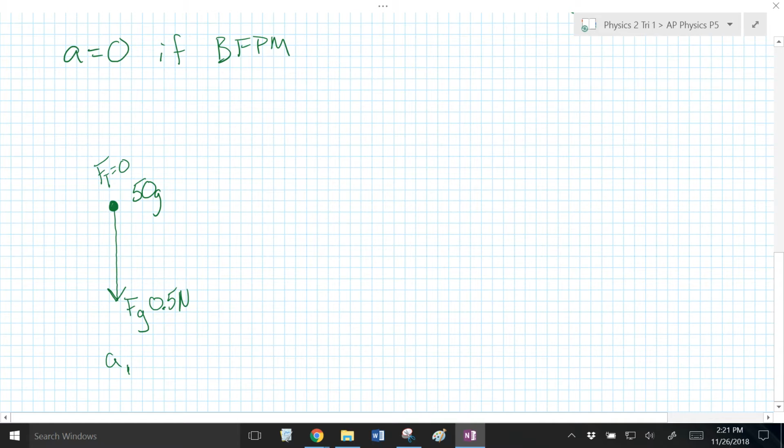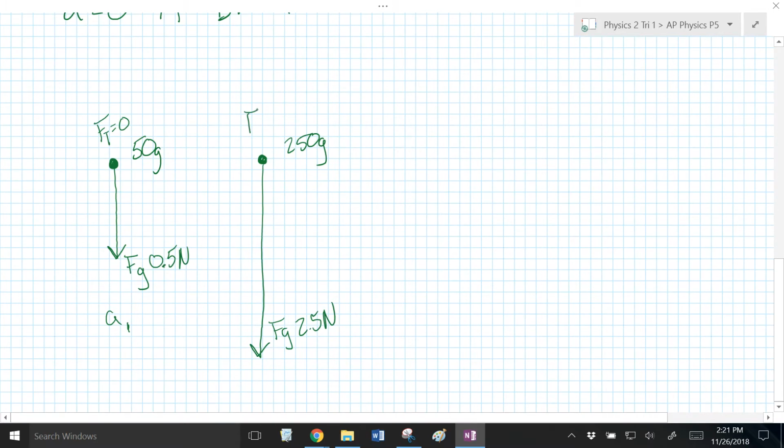How does the acceleration compare for the 250 grams? 250 grams, now I'm going to have FG of 2.5 newtons. FT is still zero up here. How does acceleration in situation one compare to acceleration in situation two? So let me ask you a new short text response question there. What do you think? How are those accelerations going to compare?